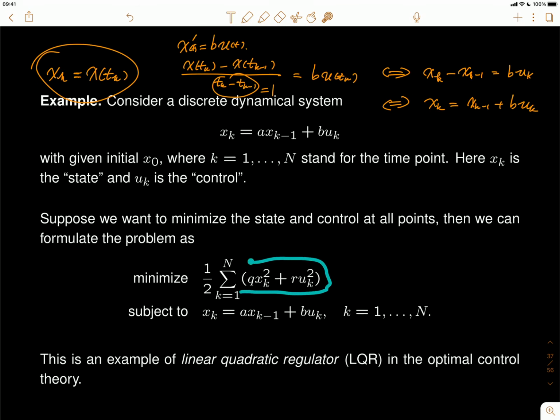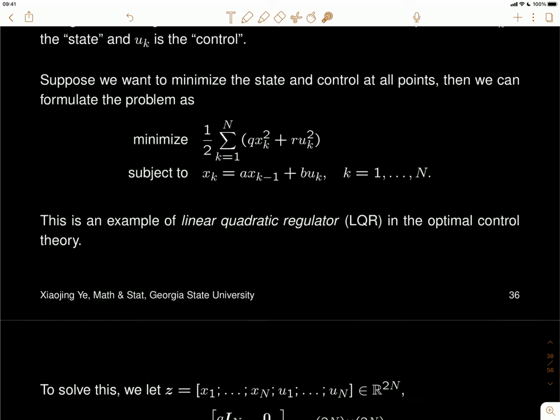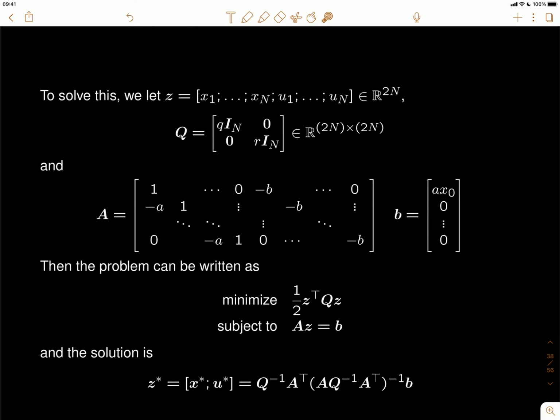And then this q depends on this, right? So it's q times each of the xk squared, and r times each of the uk squared. So it's pretty easy to show that the objective function is nothing but this. Okay, so the 1/2 is just the 1/2 at the beginning. The z transpose Qz, because this Q here is q times the identity matrix, an n by n diagonal matrix, and also this r times the diagonal matrix.